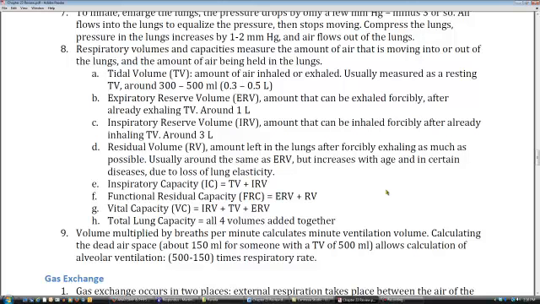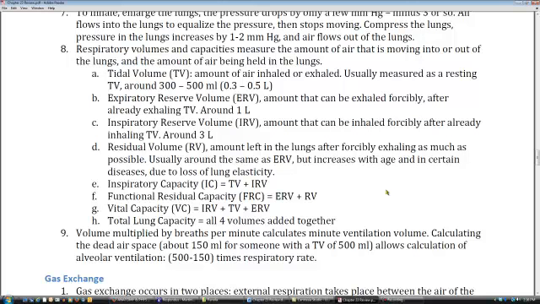If you want to measure how many breaths per minute, then you can measure your ventilatory rate just by multiplying the number of breaths you take, and a normal value for that is 12 to 24 breaths per minute, times your tidal volume if you're breathing at rest.